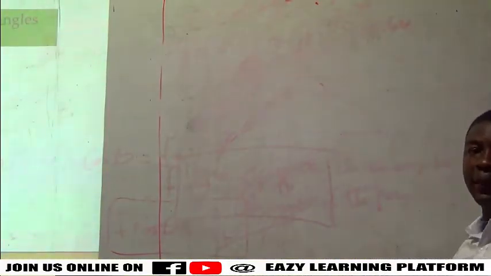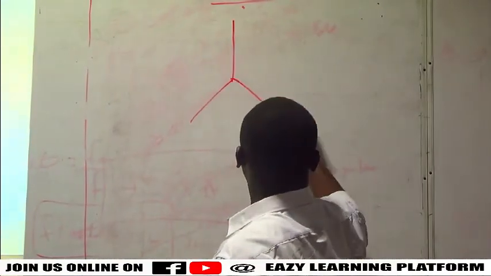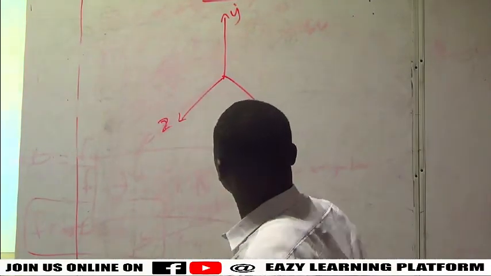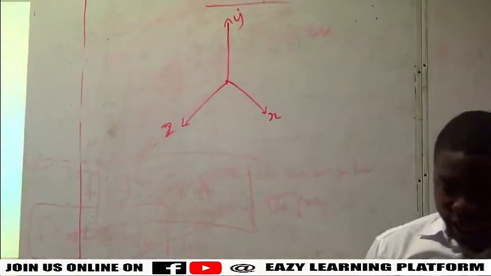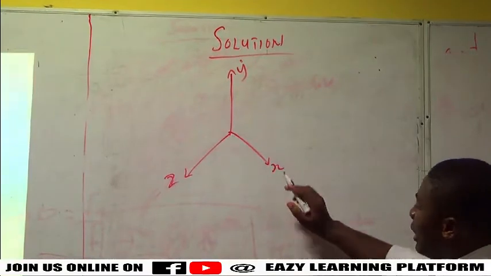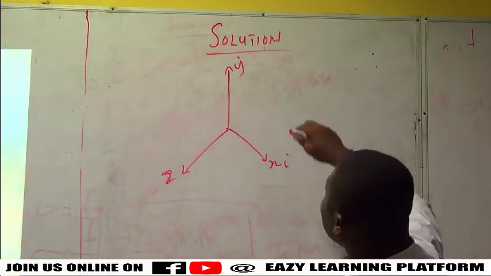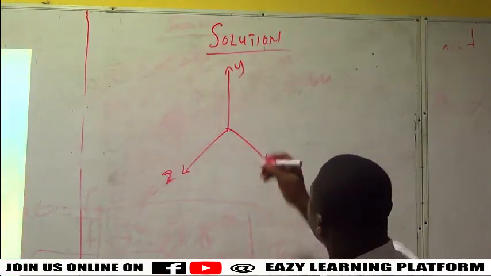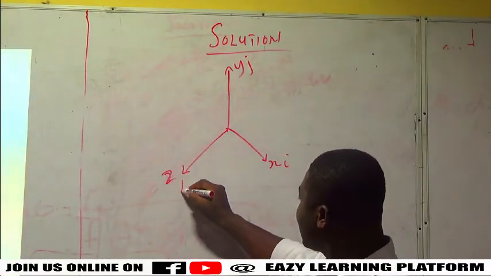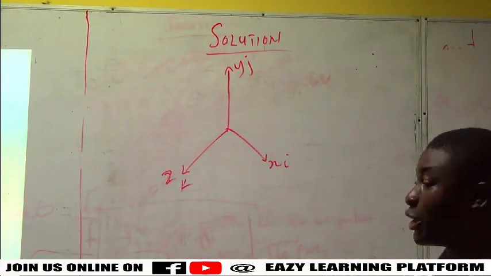Now when we take the three-dimensional Cartesian coordinate, this is the x coordinate, this is y, and this is z. Now what is a unit vector? A unit vector is a vector whose magnitude is 1. The unit vector in the x direction is i. The unit vector in the y direction is j. And the unit vector in the z direction is k.